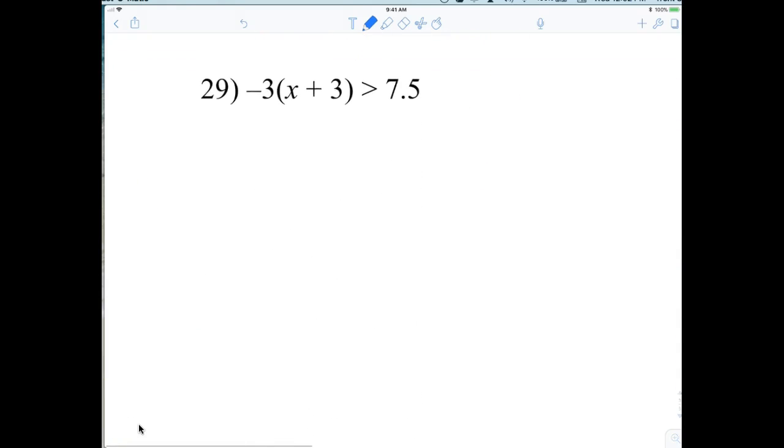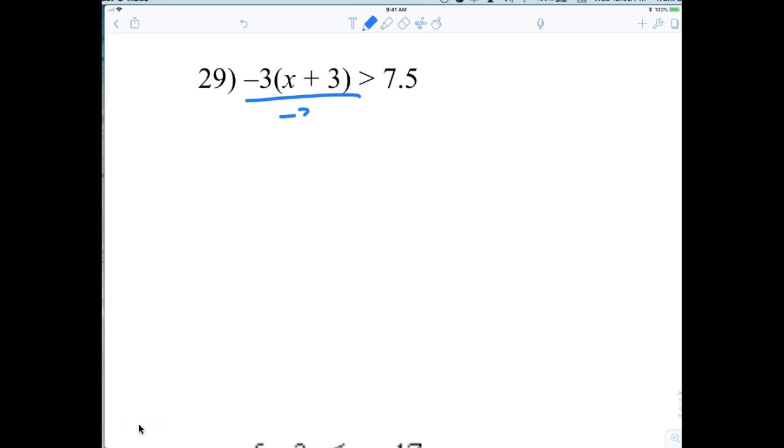Let's take a look at 29. Instead of distributing, I could do what? I could divide. And I'm going to divide by a negative. Is everybody with me? When I divide by a negative, what do I have to do to the sign? Change the sign. Look right here. This is going to be -3. Everybody agreed?